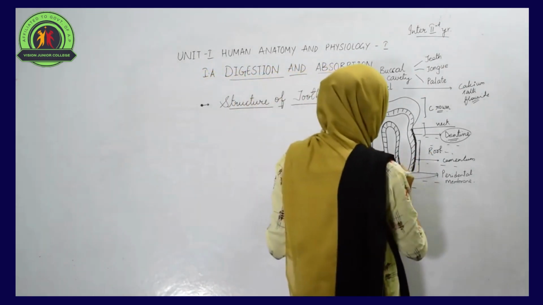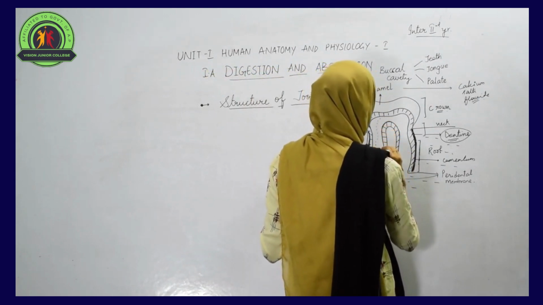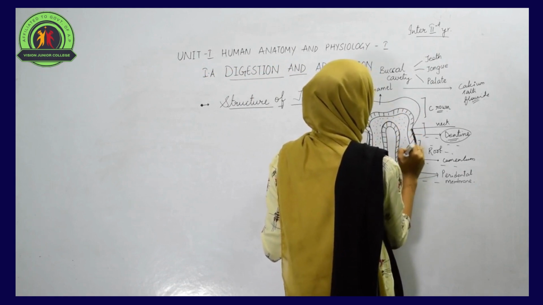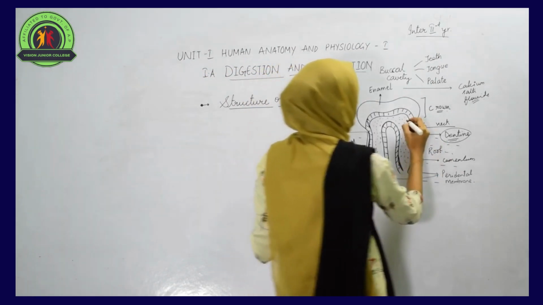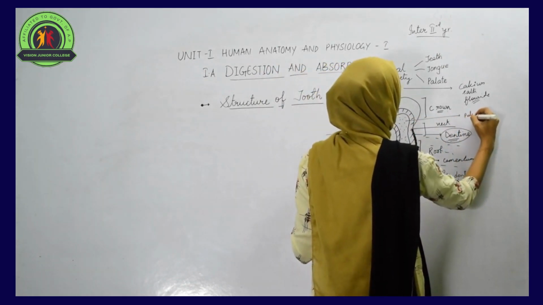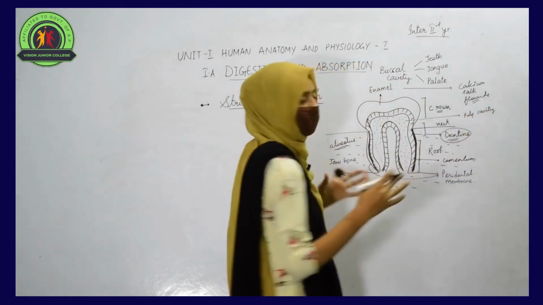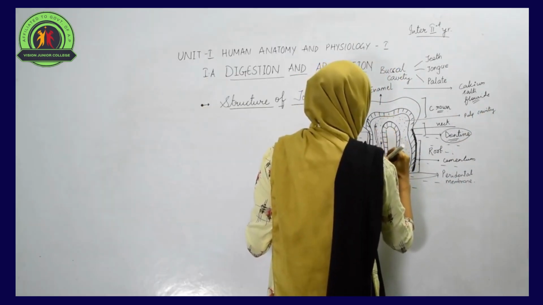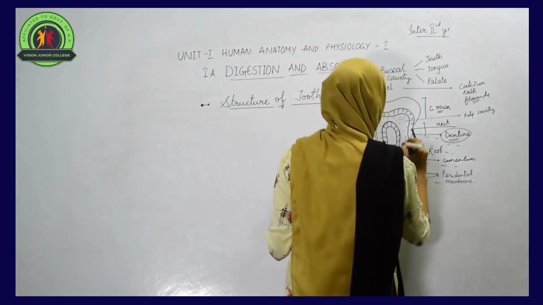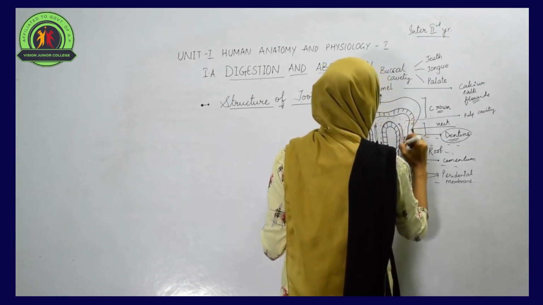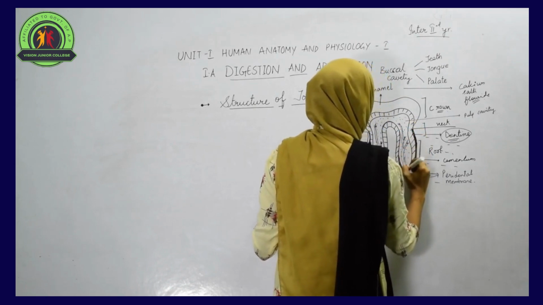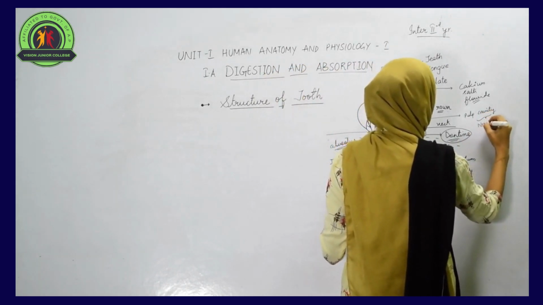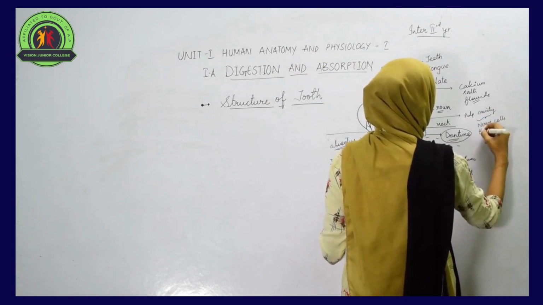Now you can see the third part, which is called the pulp cavity. It is a cavity present in our tooth, and this cavity is filled with pulp. Pulp means the nerves and blood vessels, and this pulp is present in the pulp cavity of our tooth. So in the pulp cavity you can find nerve cells as well as blood vessels.